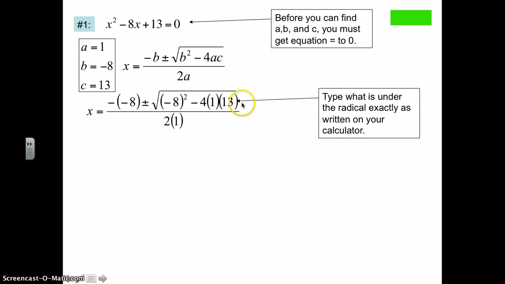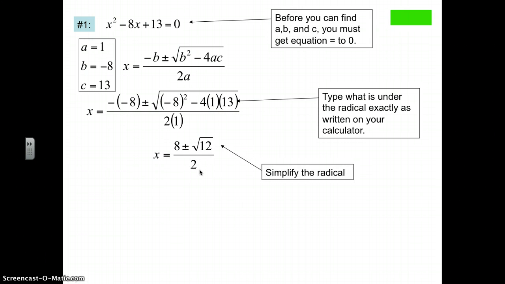Now what you're going to do is put everything under this radical sign in your calculator and you should get 12. Keep the radical sign, and negative and negative make a positive, so it becomes 8 plus or minus the square root of 12 over 2. Now this is where we can simplify the radical. So you break the radical down. To break the radical down, we look for two numbers that multiply to get 12, but one of them has to be a perfect square.